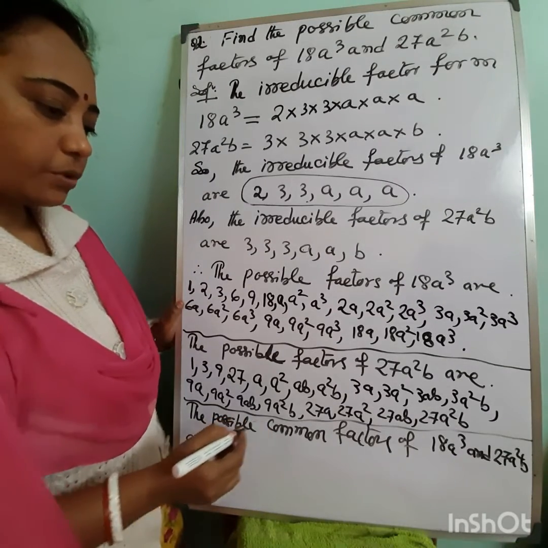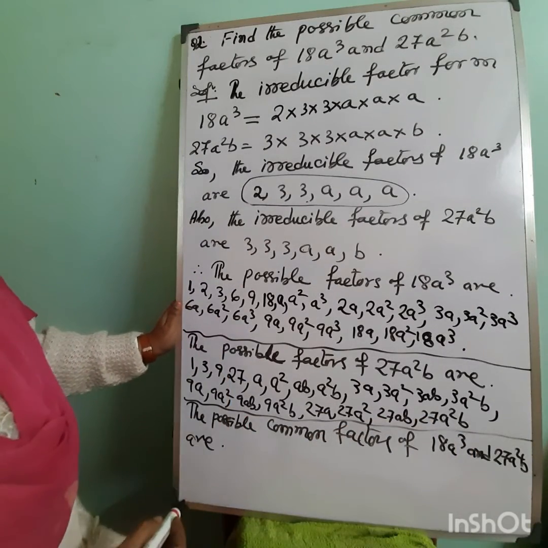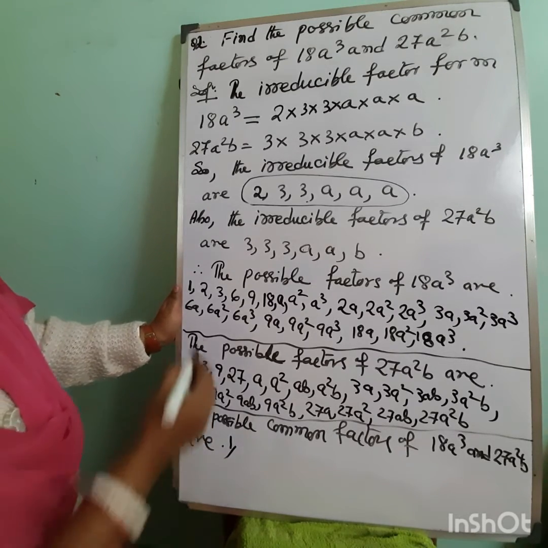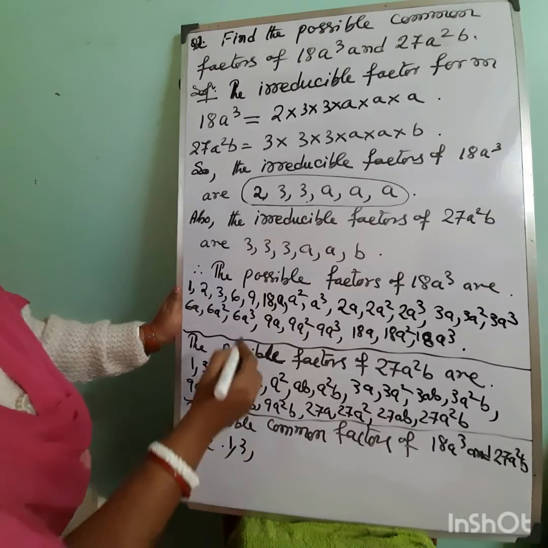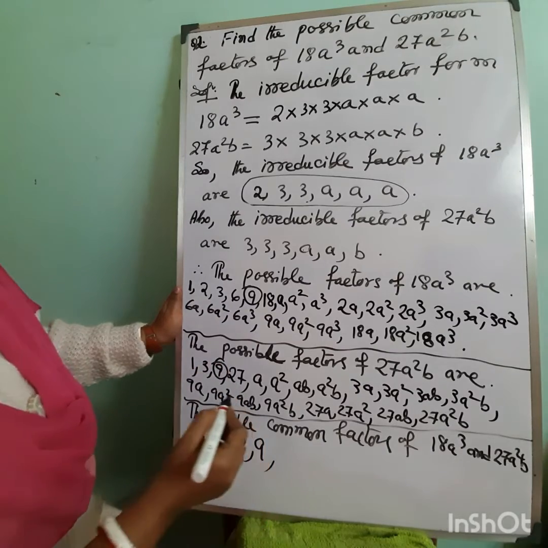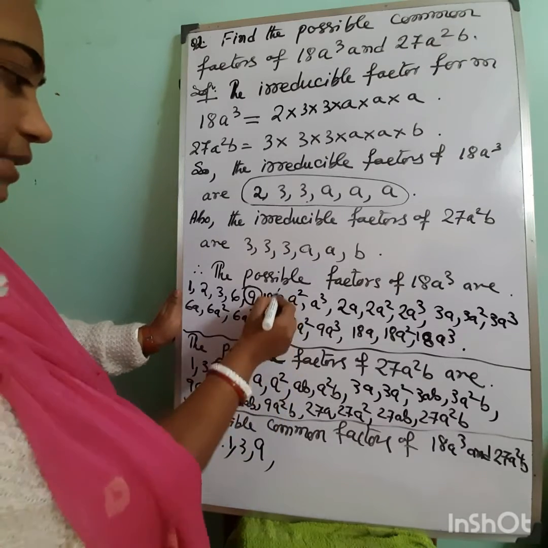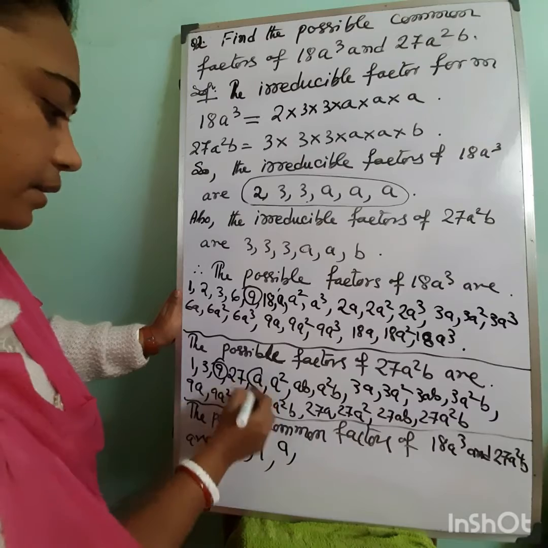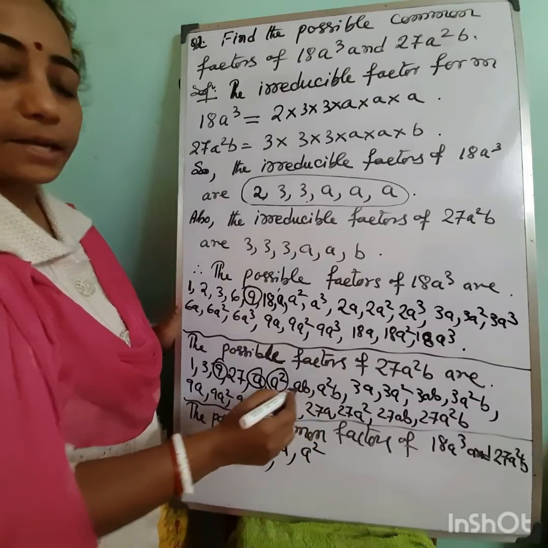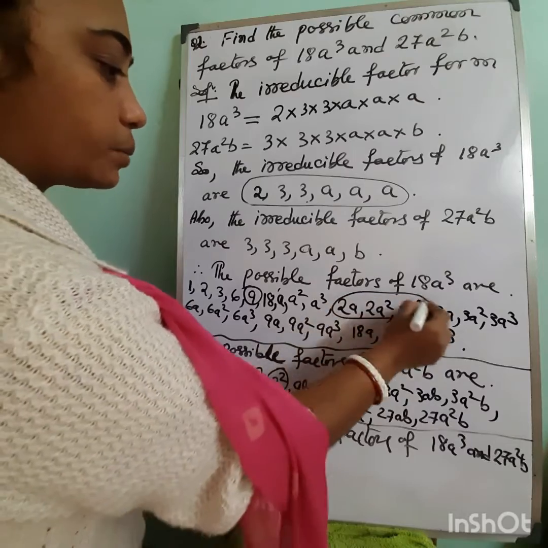Now the possible common factors of 18a cube and 27a square b. From this we have to write the possible common factors. 1 is present common to both. Next 2 is not present, then we write 3. Then 6 is also not present, then we write 9. Again 18 is not present, 27 is also not present. Now if you see the variables, a is present in both. So a, then a square is also present. So we write a square, but a cube is not present, ab is also not present, and a square b is also not present.